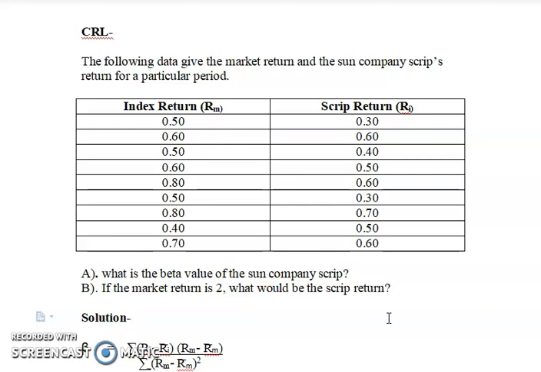So what is alpha, right? Alpha is the intercept of a CRL. What does it indicate? Alpha indicates that the stock return is independent of the market return, so much of the market movement will not affect it. But if the alpha of your scripts has a positive sign, they say it's a very healthy sign. Positive alpha values would yield positive return.